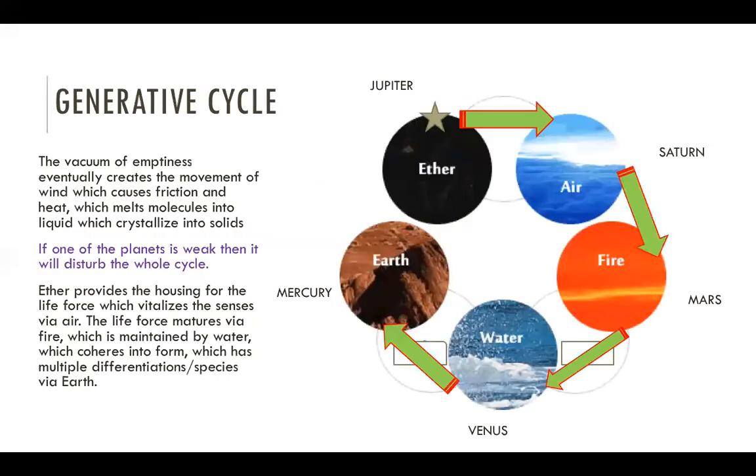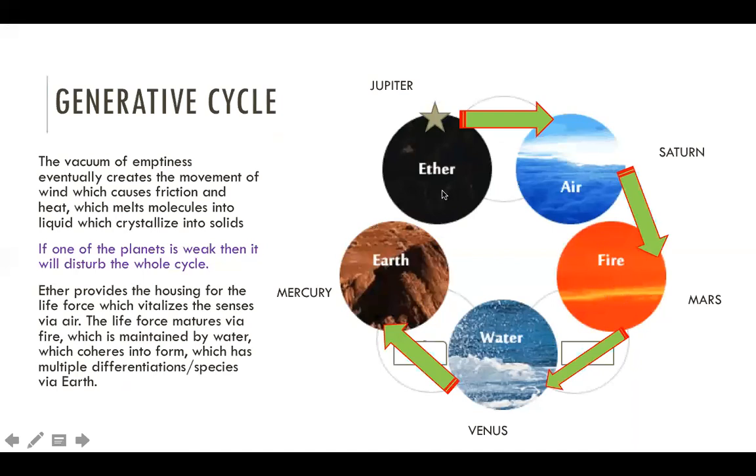This is the generative cycle of the elements. Which comes first? Well, they think there's a story for how the elements come about, and that's certainly true, right? There's a chain reaction of events that forms all the elements. And I've kind of made a wheel here. The vacuum of emptiness eventually creates movement through space, which causes friction and heat, which melts molecules into a liquid state, which crystallizes them into solids. Bam, that's easy. But if one of the planets is weak, then it will disturb the whole cycle.